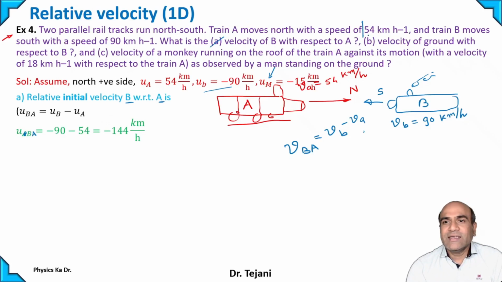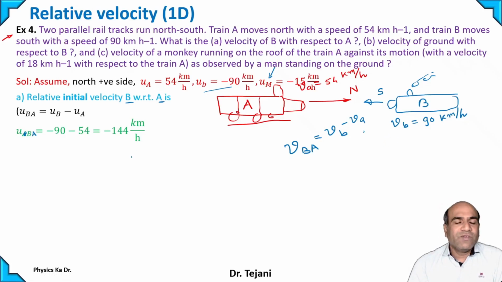Now next is B. What is asked? Velocity of ground with respect to B. Here the second is asked, velocity of ground with respect to B. Velocity of ground with respect to B.